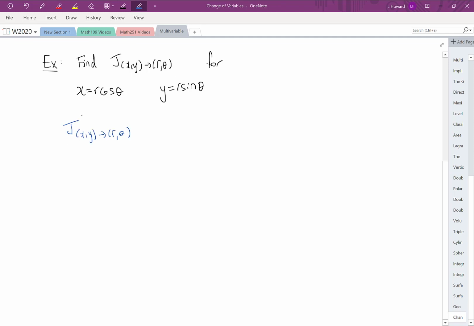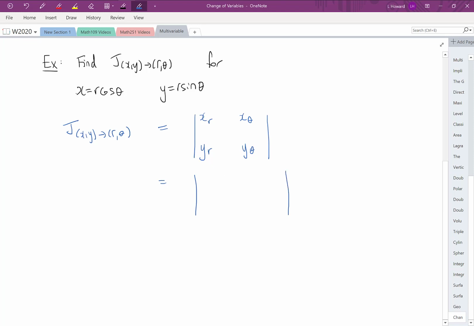So here's how to calculate the Jacobian, xy to r theta. By definition, it's going to be a little 2 by 2 determinant. We're going to look at our first variable x and we're going to take partial derivatives of that with respect to the second set of variables. So x sub r, x sub theta. And then in the bottom row, we look at our second variable y and take partials with respect to the second set of variables. So let's write down these partial derivatives and then we can calculate the determinant.